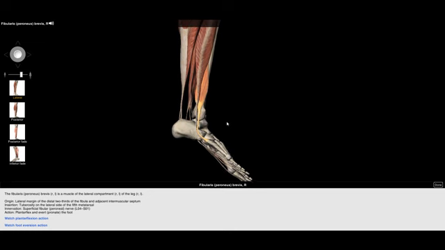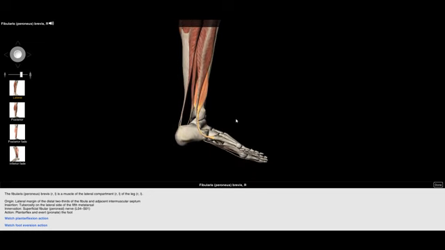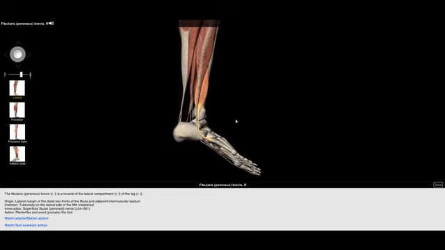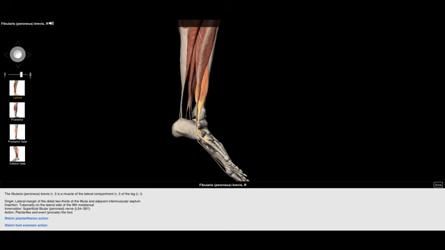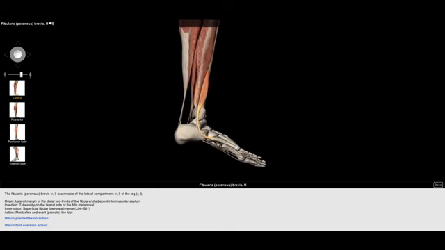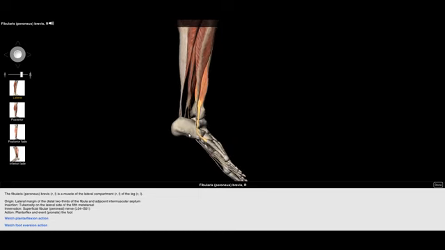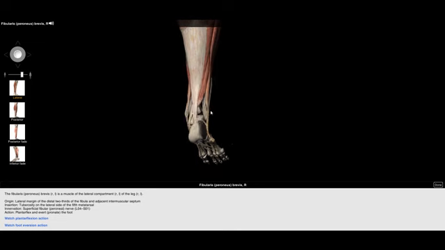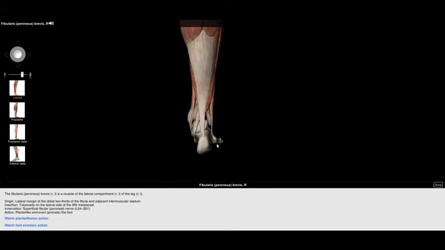Peroneus brevis originates on the lateral margin of the distal two-thirds of the fibula and inserts into the styloid process, or the tuberosity, on the fifth metatarsal. And it is a much more pure sagittal plane motion. And again, in space, it's helping to plantar flex and evert a little bit. But we're going to look and see what it does from a functional perspective when we start talking about gait.